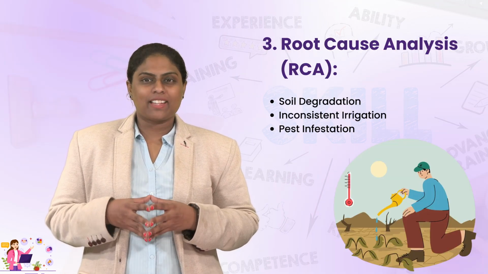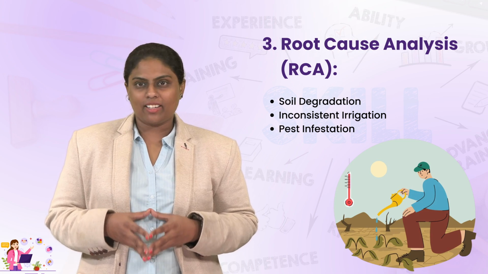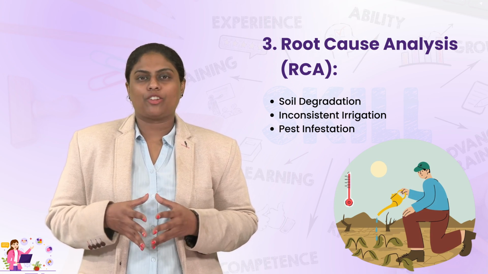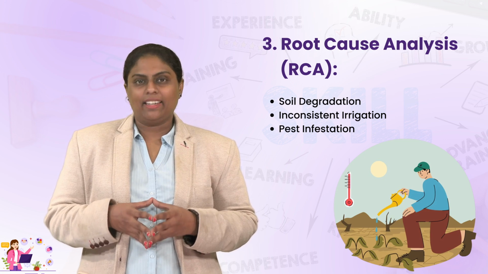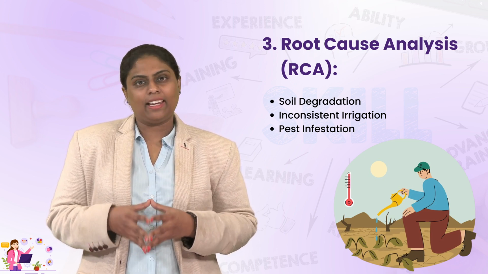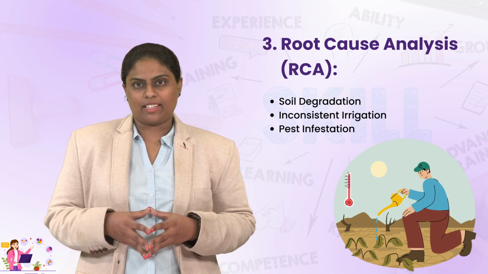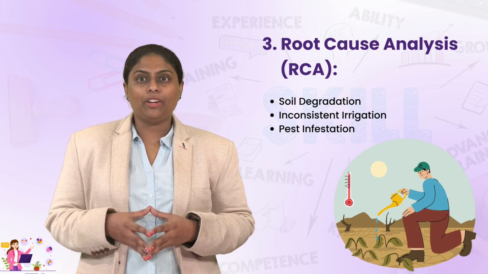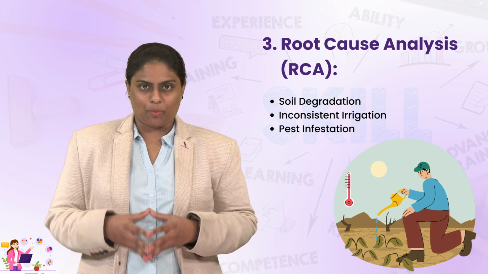Third is the root cause analysis. Soil degradation, low nitrogen and potassium levels. Inconsistent irrigation, overwatering in some areas and underwatering in others. Pest infestation, increased presence of wheat aphids, damaging the crops.